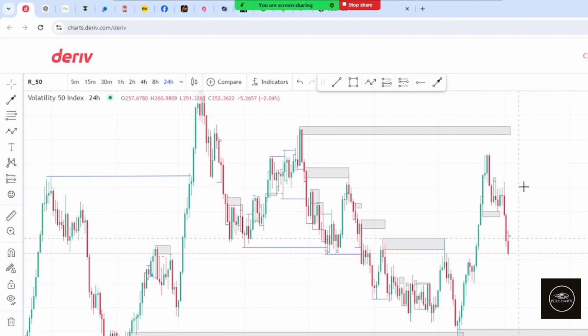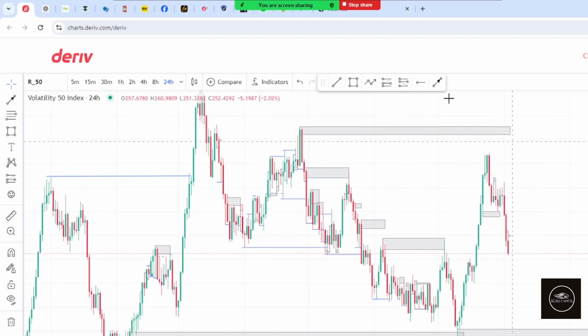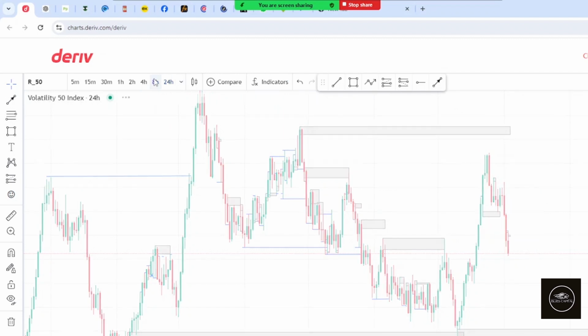But for this particular place, the market is bearish. These are daily time frame candles. All these are daily time frame candles. So the market is bearish at this particular place. So moving down to a lower time frame, which is 8 hours.